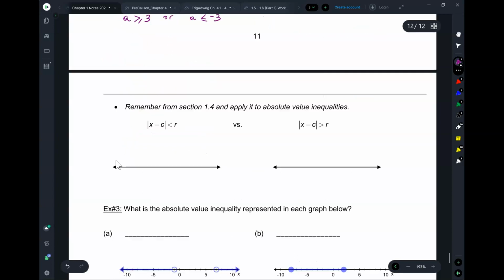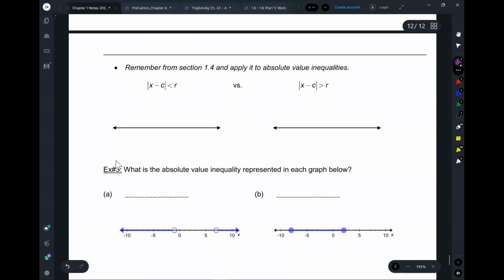Okay, now let's move on. We touched on this in 1.4. We said when you have x minus c in absolute value, the c was the center and the r was the radius, or the distance from 0. So now we need to look at what this looks like, right? So if the center of this is c, that's here, and let's see how big the region is.